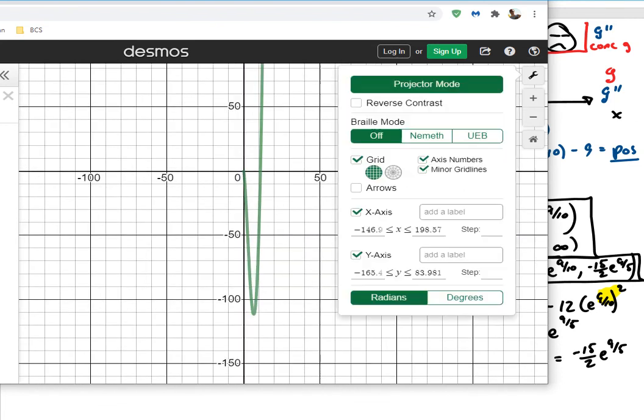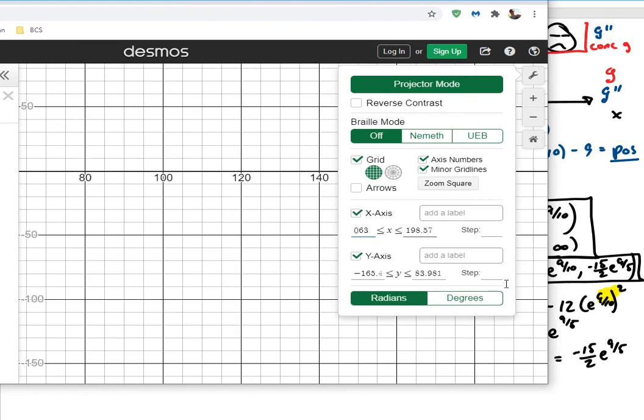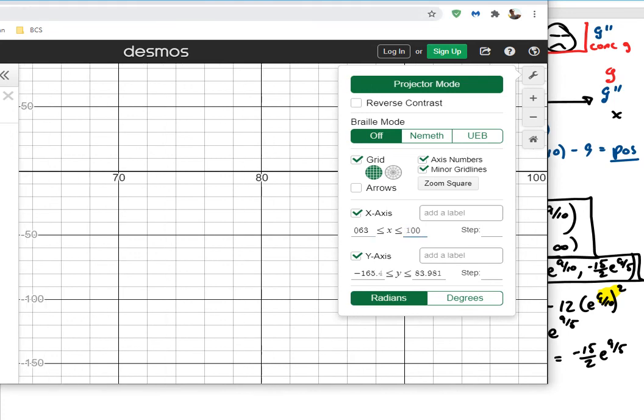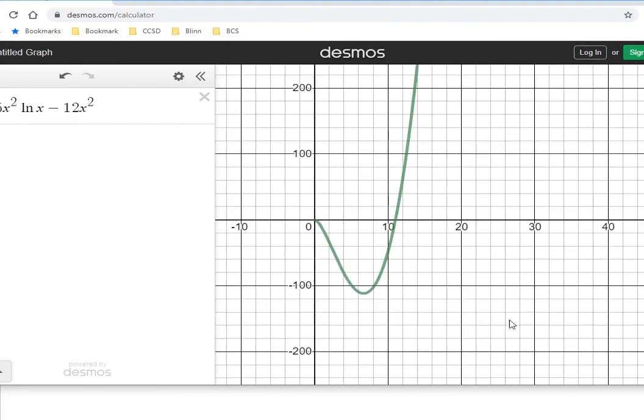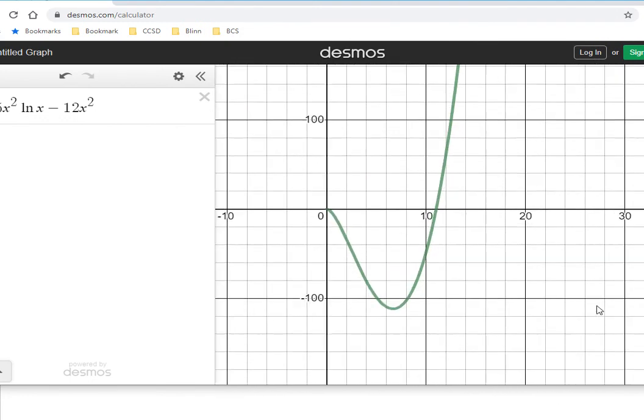What I probably would want to do is change our x-axis a little bit. Let's just go from 0 to, I don't know, 100. Is that going to show everything? Looks like I'm missing some parts now, so it went too far. There we go. I had to scroll a little bit further back. So that's what this looks like here.